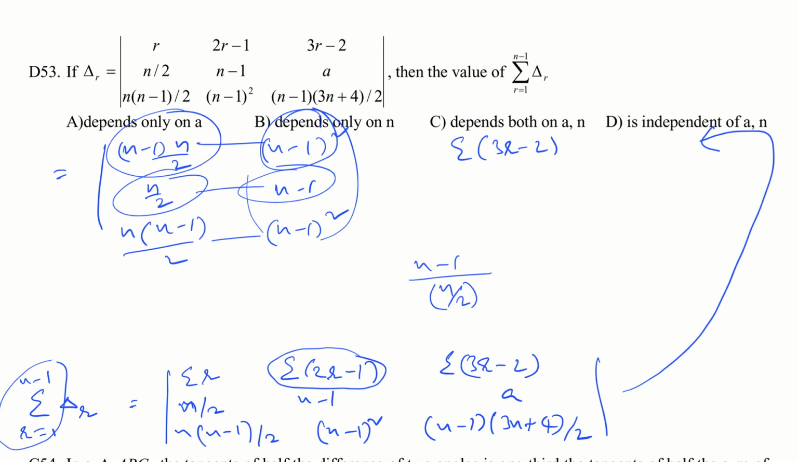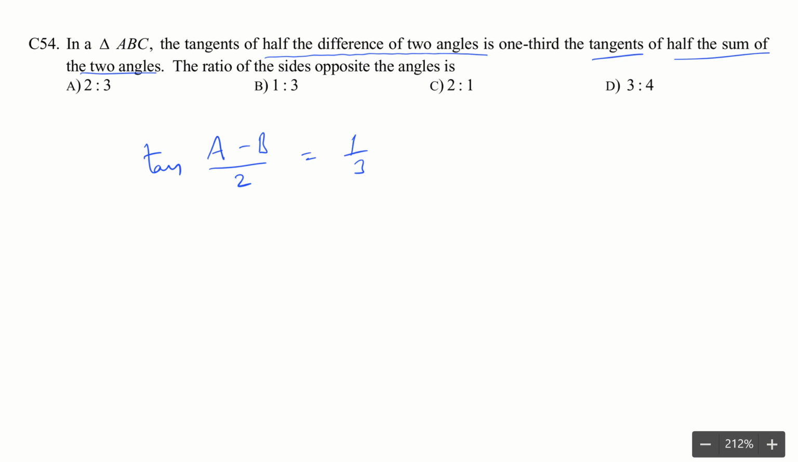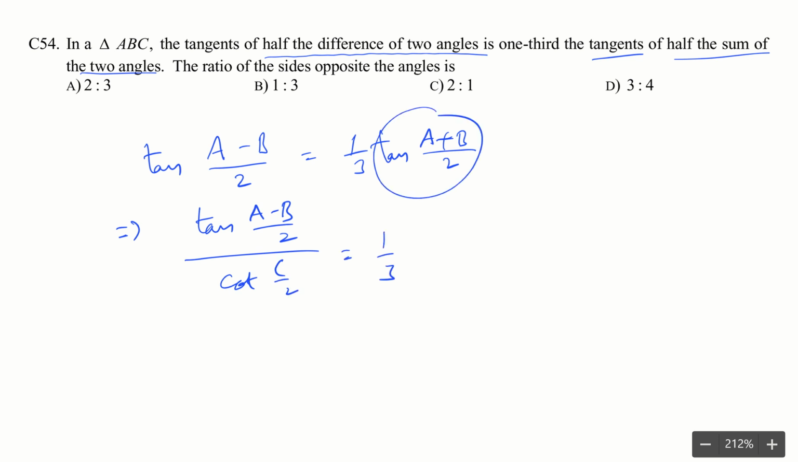Okay, let's go to next problem. Now here in this problem, he said tangent of half the difference of two angles. Let me assume the angles are A and B. Half their difference, their tan is 1/3, and the tangent of half the sum of angles. So it is nothing but tan of (A minus B) by 2 by cot C by 2 is equal to 1 by 3. This is cot C by 2 because we are in a triangle.